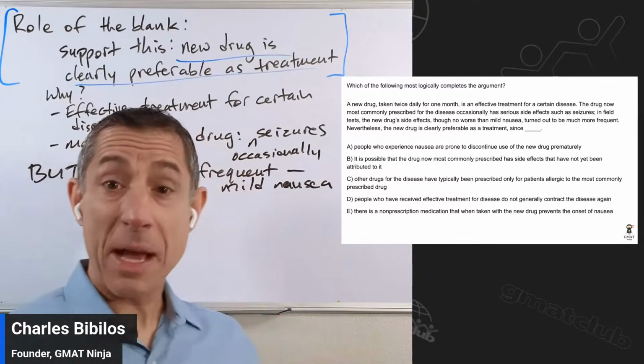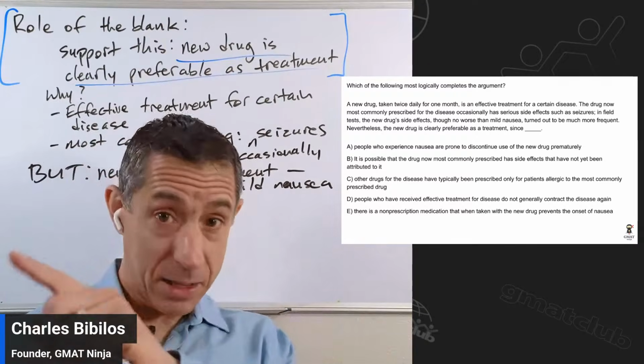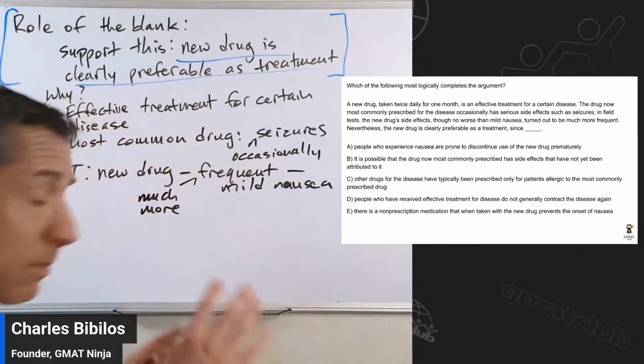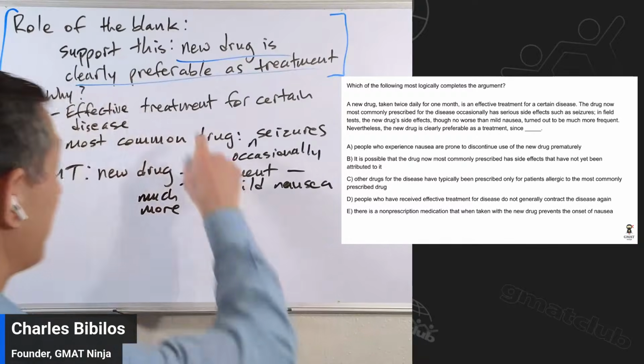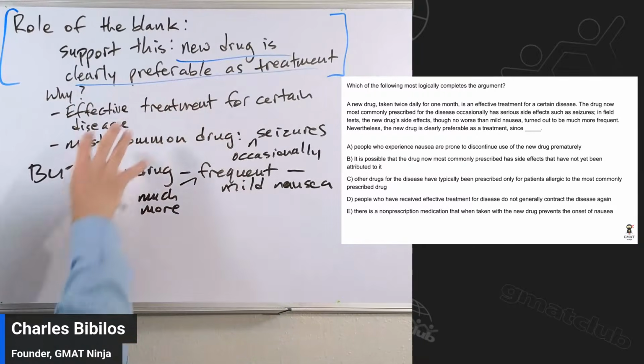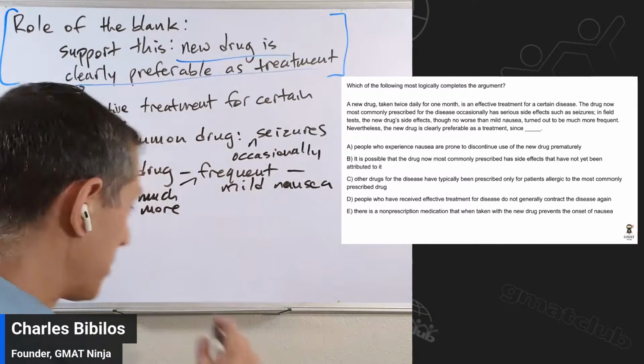So what is this passage about? Don't let your brain do that. That's letting reality get in the way of your critical reasoning. Our job is to narrow our brains. The new drug is clearly preferable as a treatment. We're going to go support that. Which of these answer choices does it?